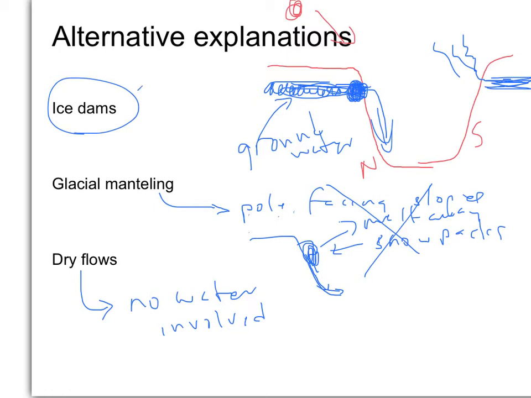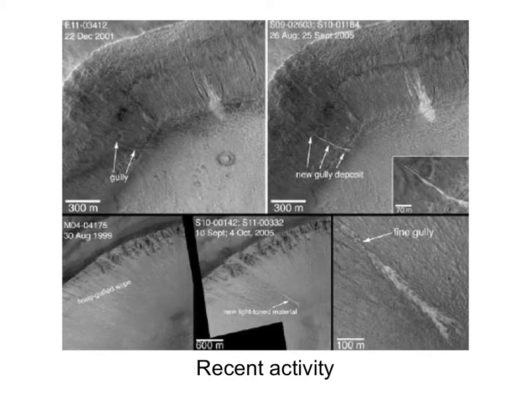I think this and this are probably the explanations that are most still in the running for explaining these features. We cannot send rovers to these places yet because they're at this point still not rover friendly.